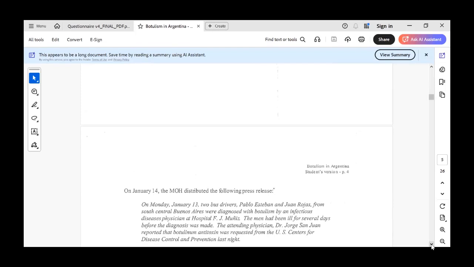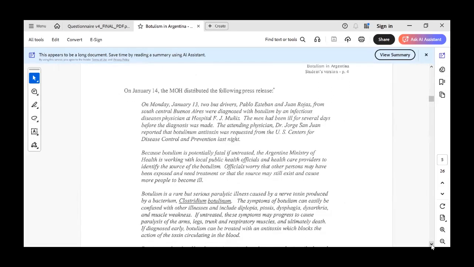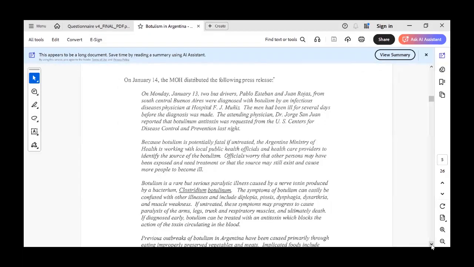On January 14, the Ministry of Health distributed the following press release. On Monday, January 13, two bus drivers, Pablo Esteban and Juan Rojas from South Central Buenos Aires, were diagnosed with botulism by an infectious disease physician at Hospital F.J. Muniz. The men had been ill for several days before the diagnosis was made. The attending physician, Dr. Jorge San Juan, reported that botulinum antitoxin was requested from the U.S. Centers, U.S. CDC last night.